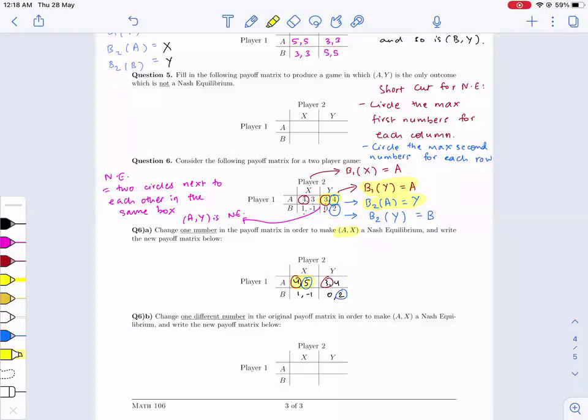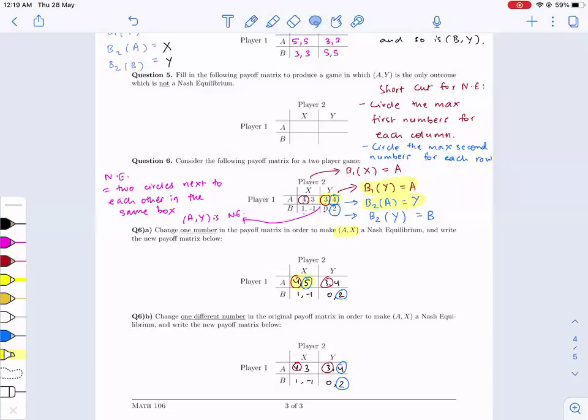Okay. You can also do the same thing by changing one different number. So again, let's have the original payoff matrix. And let's circle the max first numbers in each column. So 4 and 3 again. Max second numbers in each row. So 4 and 2. Okay.